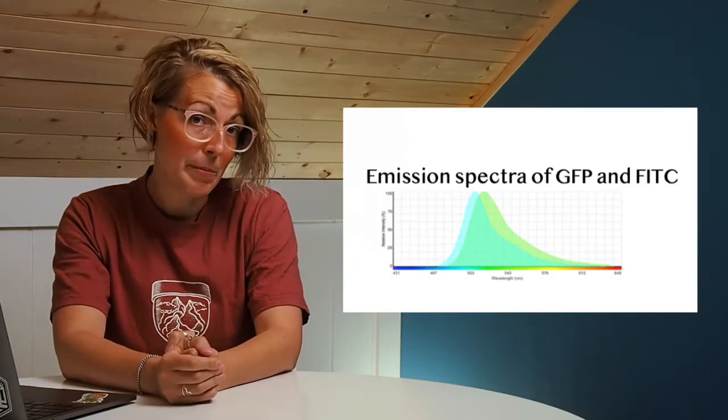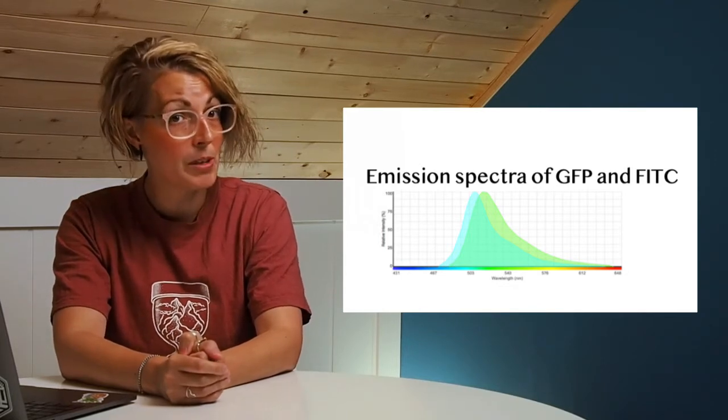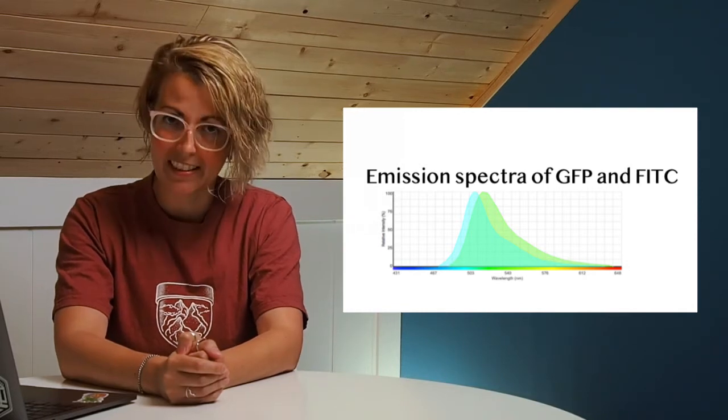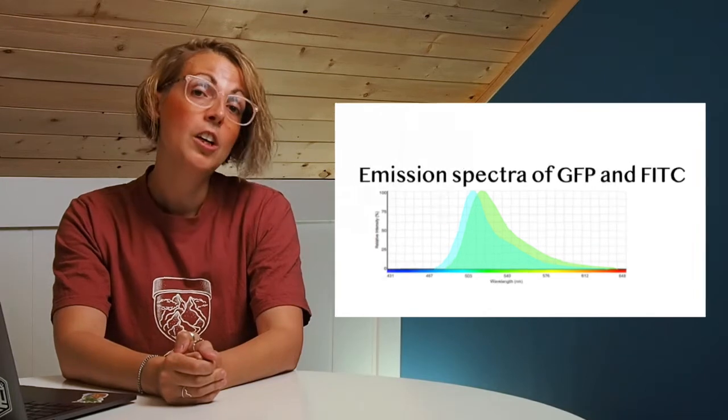So looking at the emission spectra here, even though FITC and GFP have very similar emissions and would be detected in the same filter, they will not compensate the same way due to the slight differences in the spectra. So in this case, a sample stained with FITC would need to be compensated with FITC, and a sample stained with GFP must be compensated with GFP.